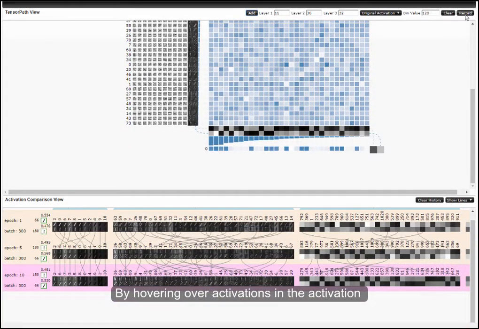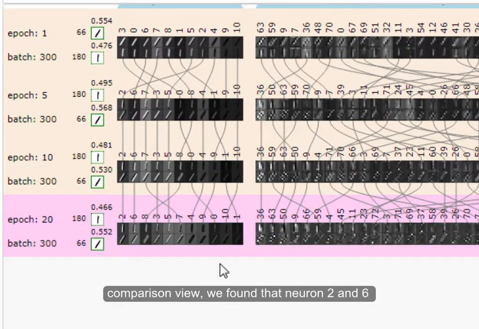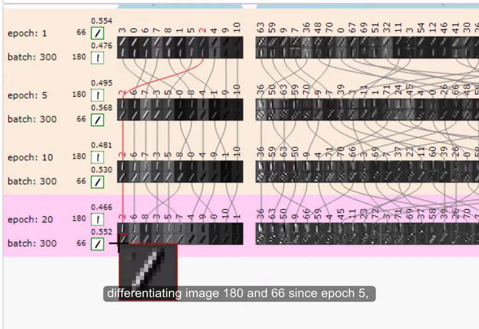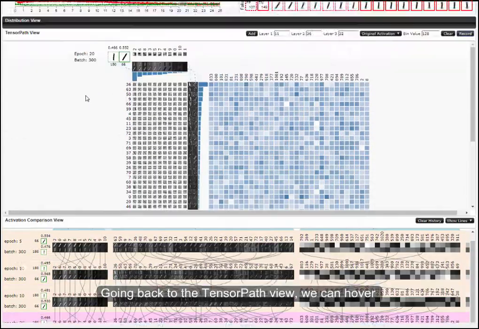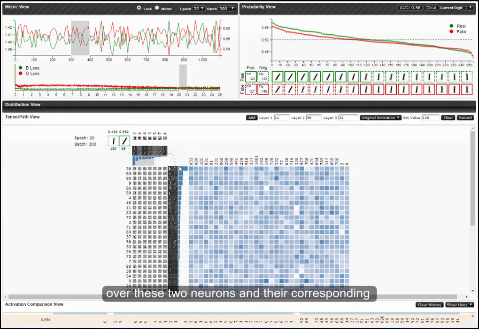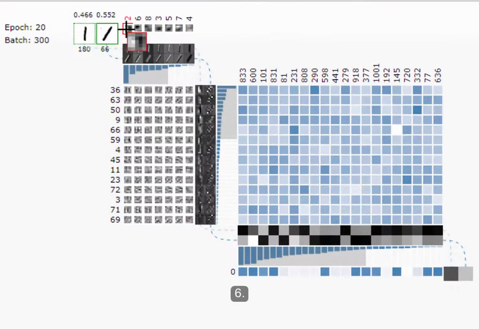By hovering over activations in the activation comparison view, we found that neuron 2 and 6 become the most important neurons in differentiating image 180 and 66 since epoch 5, and they keep being the most important neurons. Going back to the tensor path view, we can hover over these 2 neurons and their corresponding activations to figure out the effects of neuron 2 and 6.